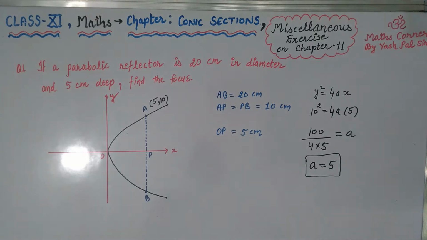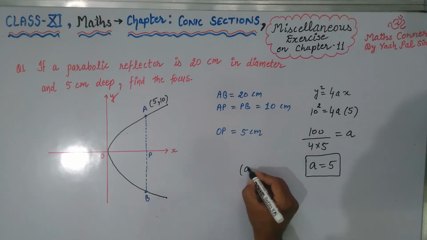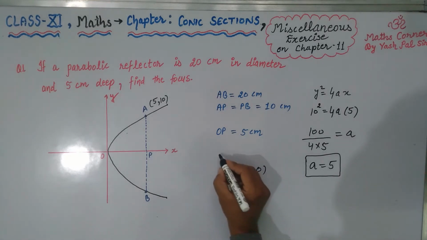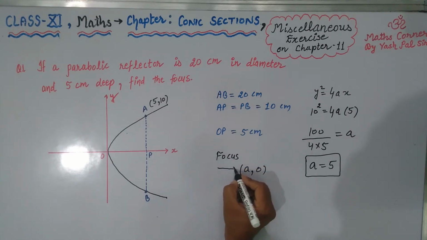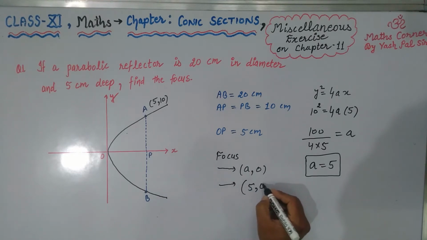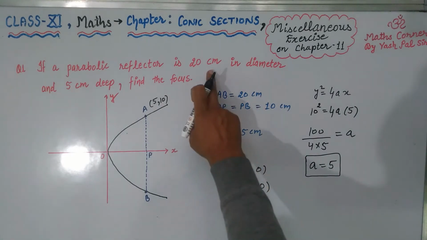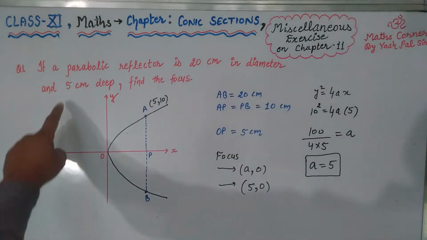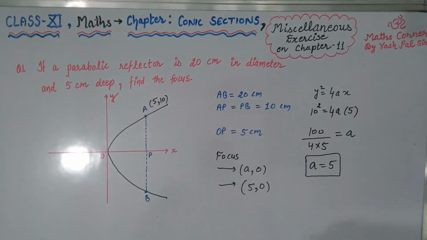Find the focus. The coordinates of the focus are (a, 0). (a, 0) is the focus. Okay, so what is a? This is (5, 0). So this way we can find the focus. If a parabolic reflector is 20 centimeter in diameter and 5 centimeter deep, find the focus. The focus is (5, 0).